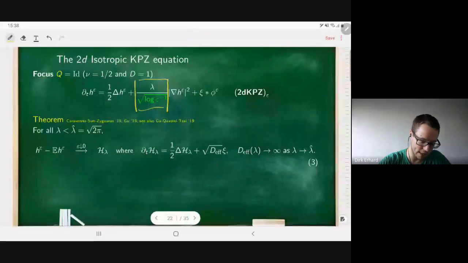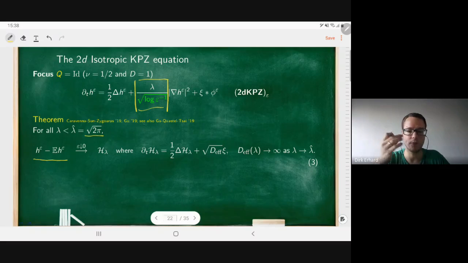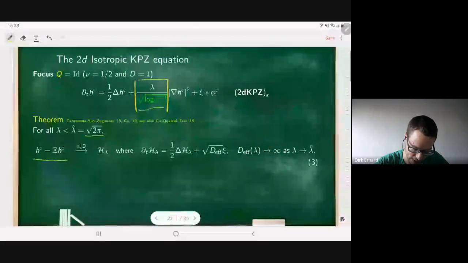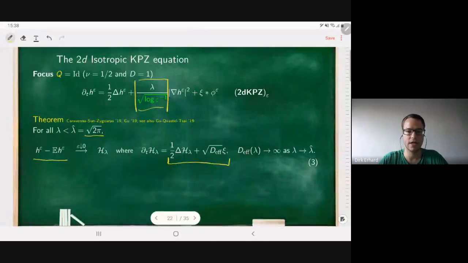And what they found out was that if you choose lambda not too large, meaning smaller than square root of 2 pi, and you center h epsilon, which is always what we do when we try to prove a central limit theorem, we center. Then the thing turns out to converge to such an equation. If you compare to the equation above, it's almost the same equation, but without nonlinearity and maybe with a prefactor in front of the noise. So it really looks like the linear equation.